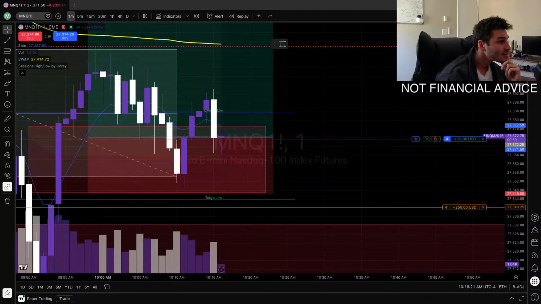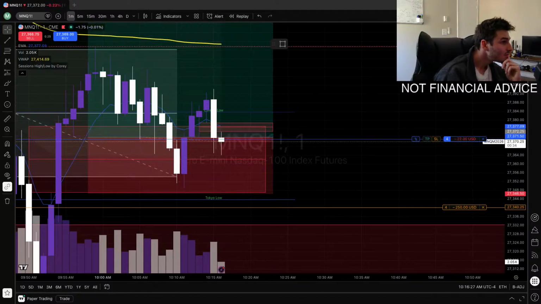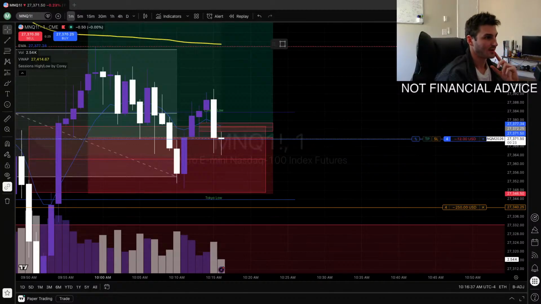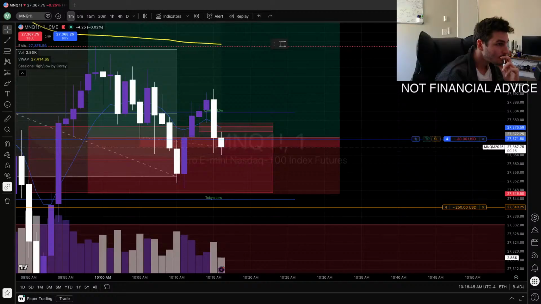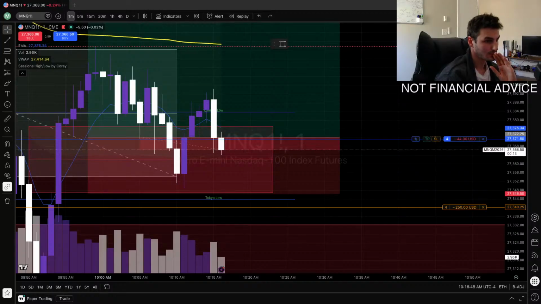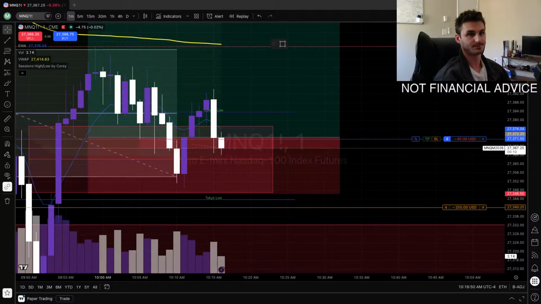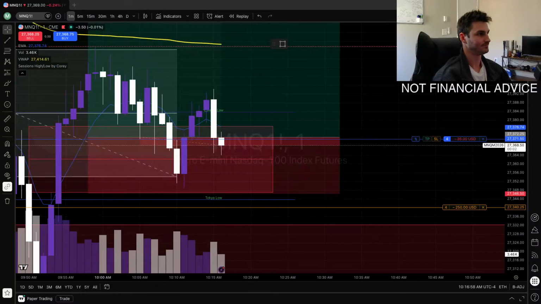We just created this. We've now tested this gap too many times. I'm not a fan of that. Yeah, we might lose it right here. If we don't hold this low, that would be a higher low. It might get ugly.